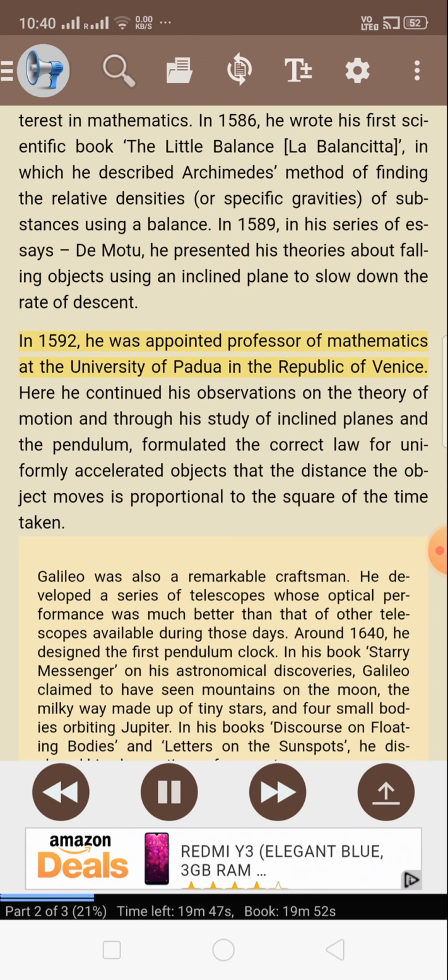In 1592, he was appointed professor of mathematics at the University of Padua in the Republic of Venice. Here he continued his observations on the theory of motion and, through his study of inclined planes and the pendulum, formulated the correct law for uniformly accelerated objects: that the distance the object moves is proportional to the square of the time taken. Galileo was also a remarkable craftsman.